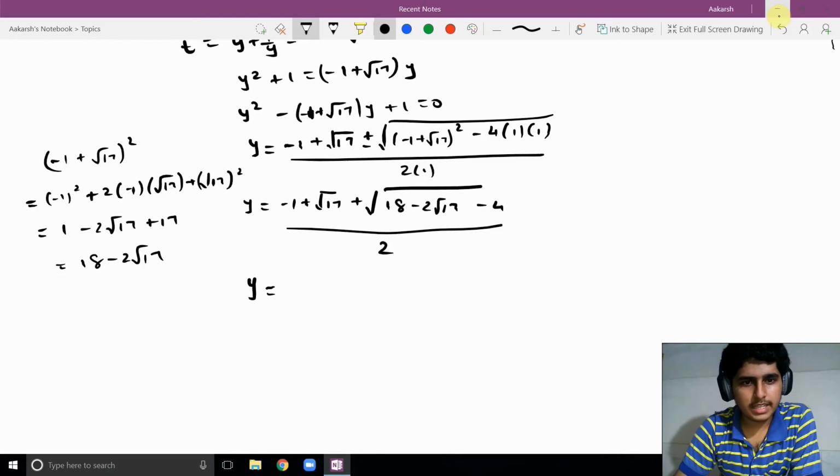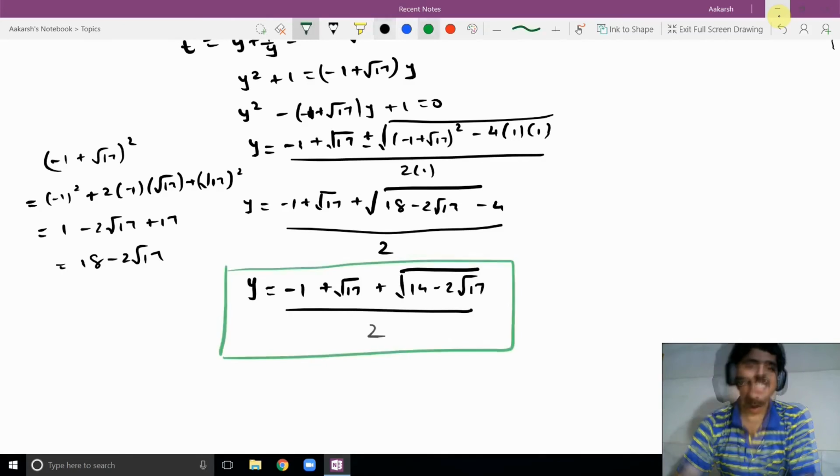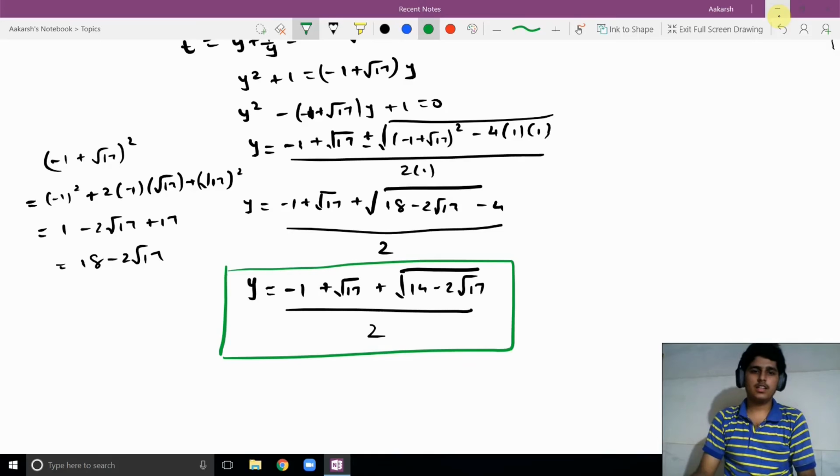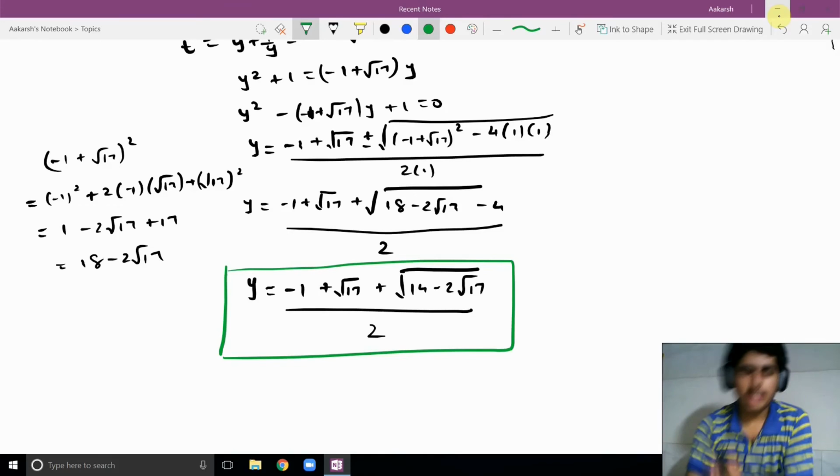Finally I get y as minus 1 plus square root 17 plus square root of 14 minus 2 root 17 by 2. And this is what my y is. Remember that we have to find out y.